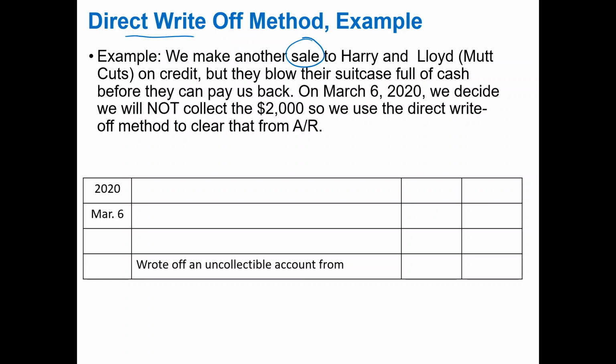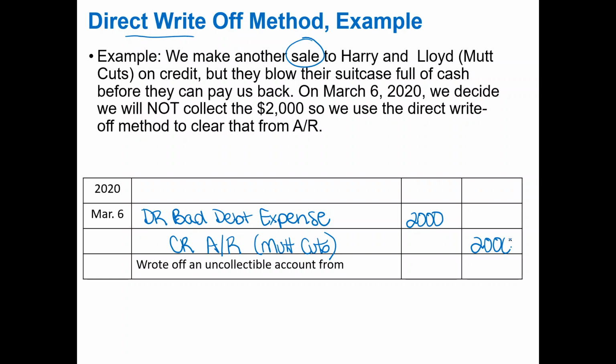So a company using direct write-off, they just debit bad debt expense at the time that they write this off. So instead of setting up a bad debt expense and allowance for doubtful accounts, now we just debit bad debt expense and credit AR for Muck Cuts. So you can see in the end, the step is the same. We've got a bad debt expense and we've gotten rid of the AR, but we missed that middle step where we set up the allowance.